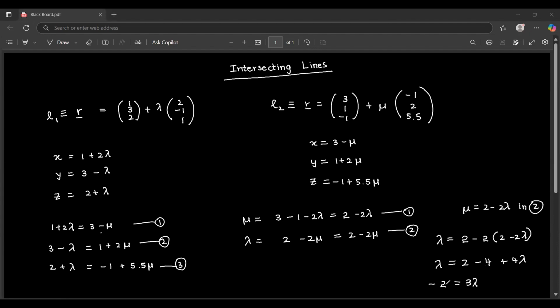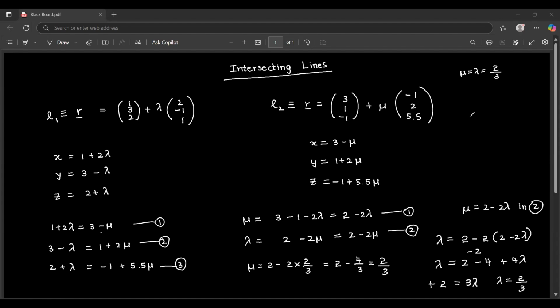Okay, so am I doing it right? Minus 4, so this is minus 2. So when I bring minus 2 here, it will be plus 2. Yeah. So lambda is equal to 2 by 3. Now I can replace that to find mu. So mu is equal to 2 minus 2 into 2 by 3, which is equal to 2 minus 4 by 3, which is also equal to 2 by 3. Nice. So mu is equal to lambda is equal to 2 by 3.